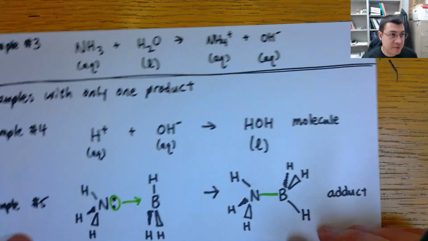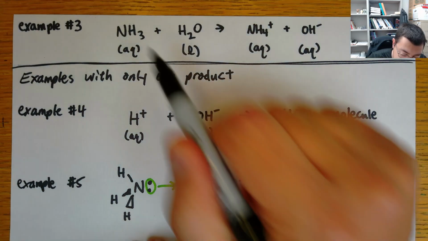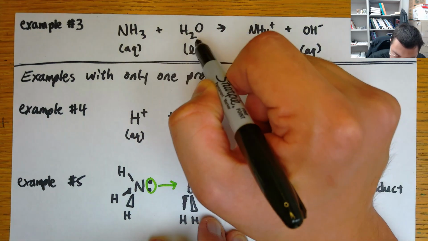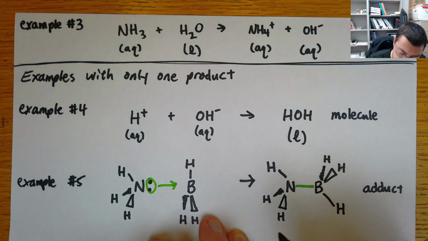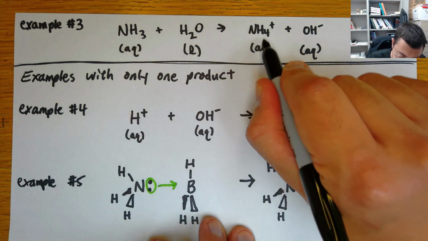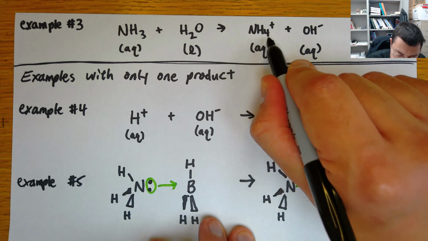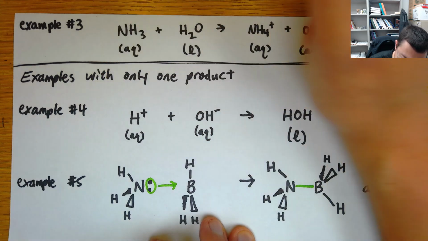All right, 3 more examples, and then I think this video is done. So, all right, we got ammonia and water. Let's see. So, ammonia here, if we go to the other side, we can see that it gained a proton. That would make it a base.